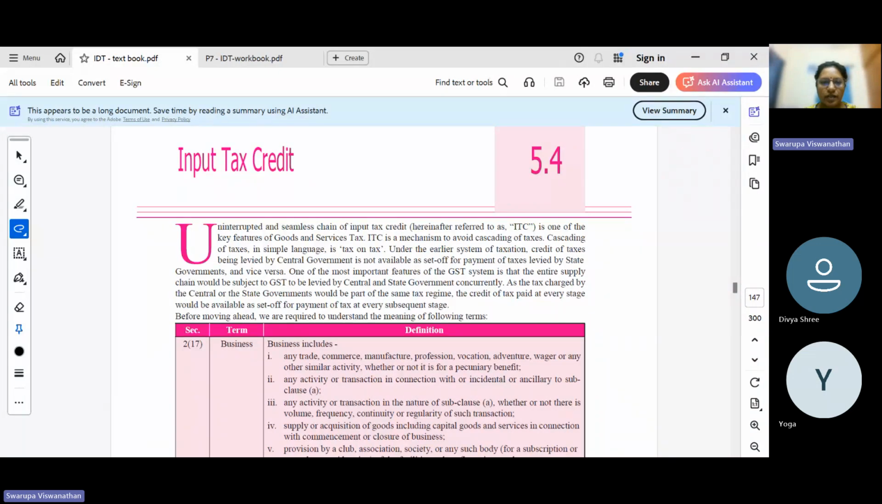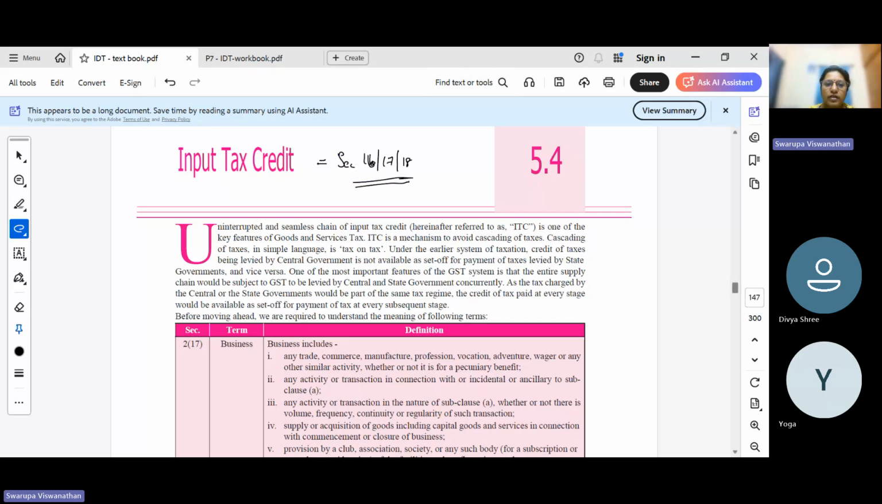So good morning. Today we will be covering the topic of input tax credit. Input tax credit is covered under section 16, section 17 and section 18.